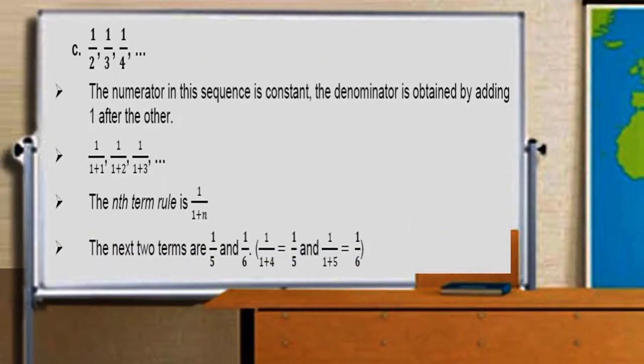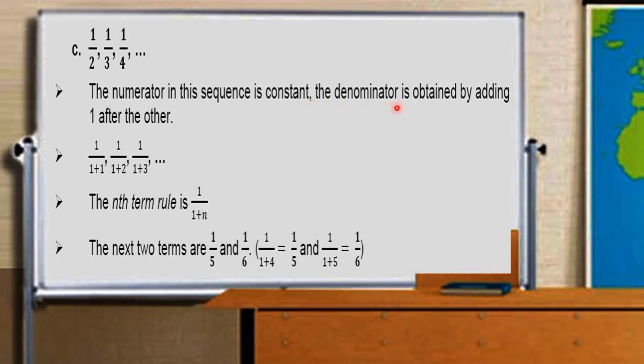Next example. So, we have here a fraction. 1/2, 1/3, 1/4, and so on. The numerator in this sequence is constant. So, alin ba ang numerator natin sa fractions natin? Correct. Ang numerator ay yung nasa upper part, which is 1. Sabi niya, ang numerator daw in this sequence is constant. Sa definition of terms natin, napag-usapan natin si constant. When we say constant, hindi yan nababago or hindi yan nagbabago.